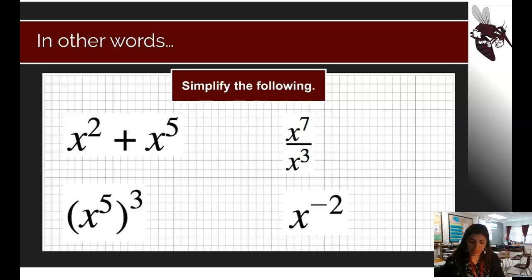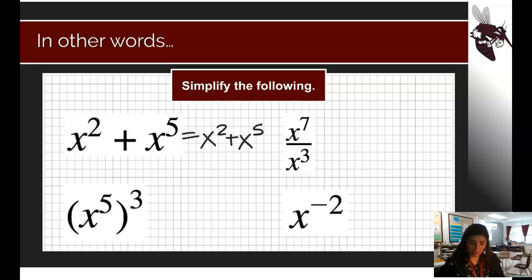So if we give an example here, this first one is just asking us to add together 2 terms. But since these terms have different powers, this has a power of 2 and this has a power of 5, we actually are not going to simplify this at all, and we are just going to keep it the same. These are not like terms. I can't combine them using addition. So addition and subtraction use the same rules that we've been using for forever, where you can't combine them unless they have like terms.